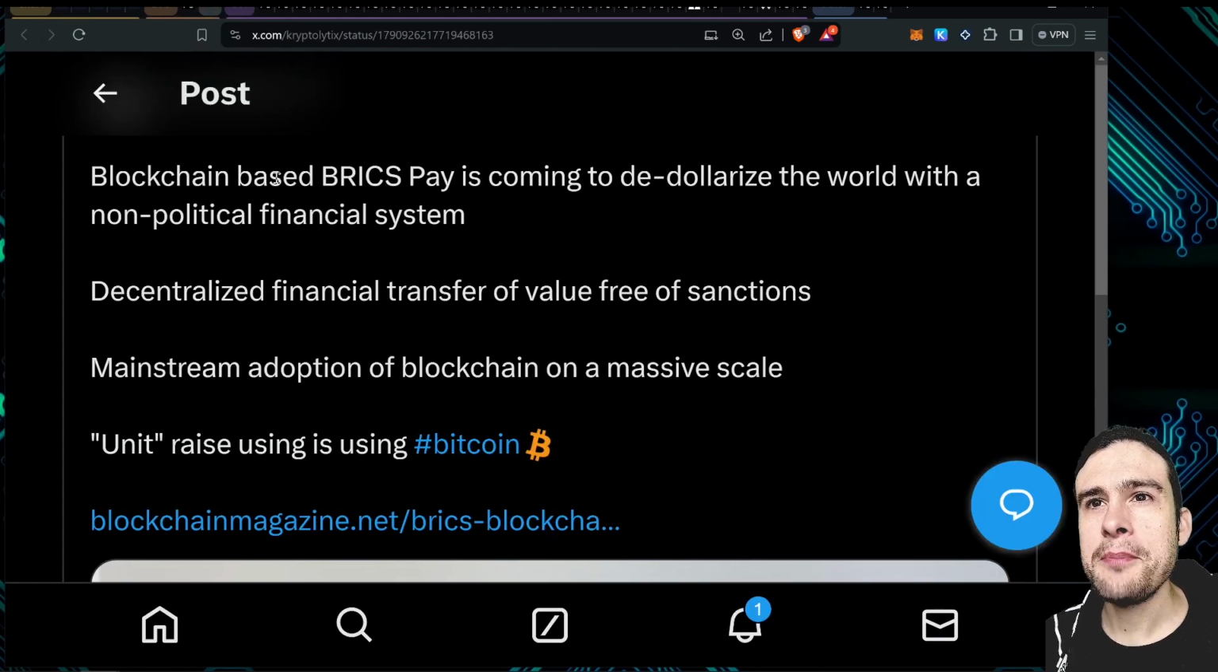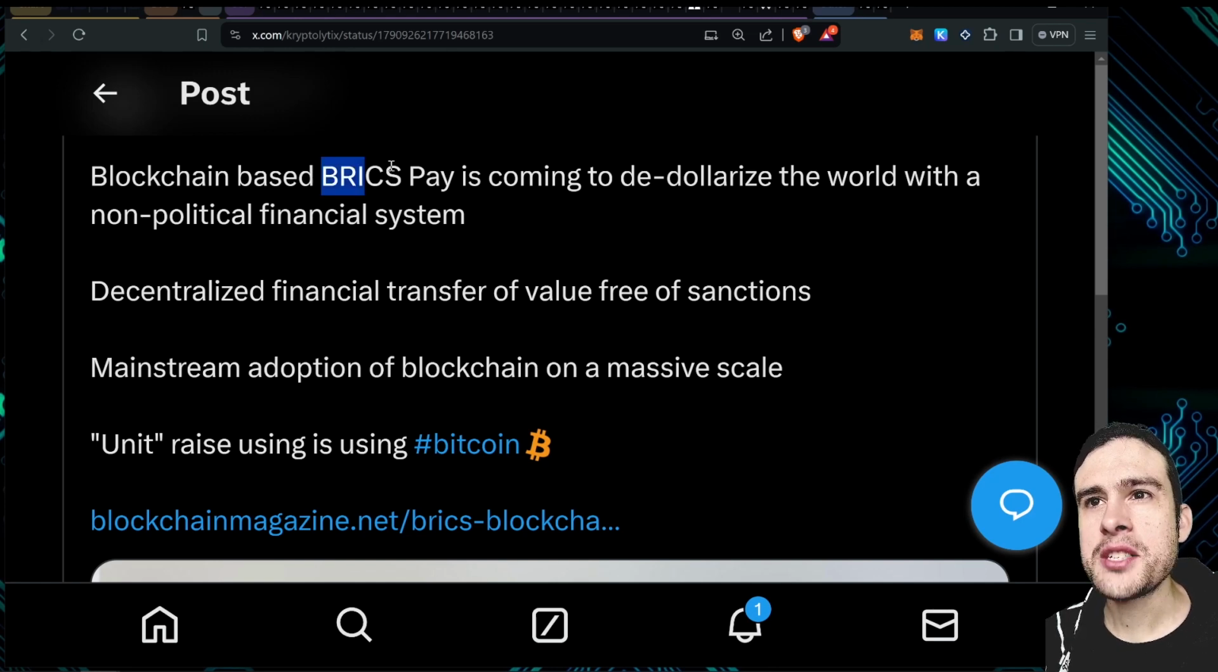There's a blockchain-based currency called the Unit. BRICS, which is Brazil, Russia, India, China, and South Africa, is a collective of countries that are looking to not isolate themselves from the US financial system, but create their own parallel financial ecosystem. And it's kind of that whole multipolar world narrative. So BRICS Pay is coming to de-dollarize the world with a non-political financial system.